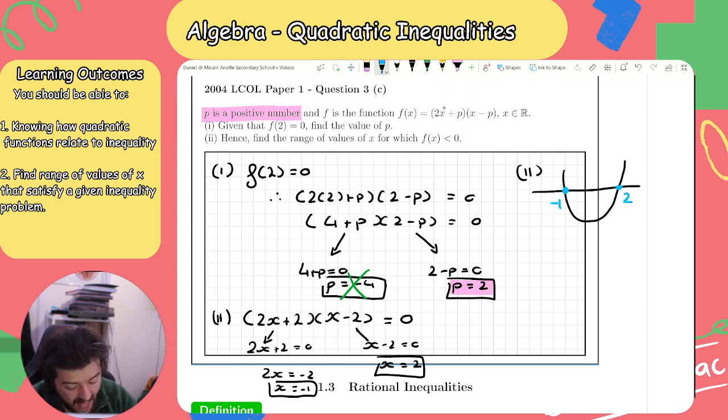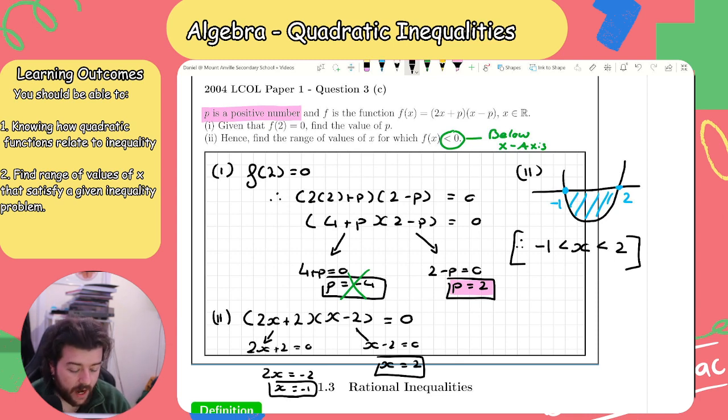I'm looking for less than 0. So less than 0 means below the x-axis. So I'm looking for this region. And I get this region by, well, minus 1 is going to be less than or equal to x, but x is going to be less than or equal to... Oh, no! It's not less than or equal to. It's just less than, because there's no equal to sign in my original one. So x is going to be greater than minus 1, but less than 2. And that's my final answer there.